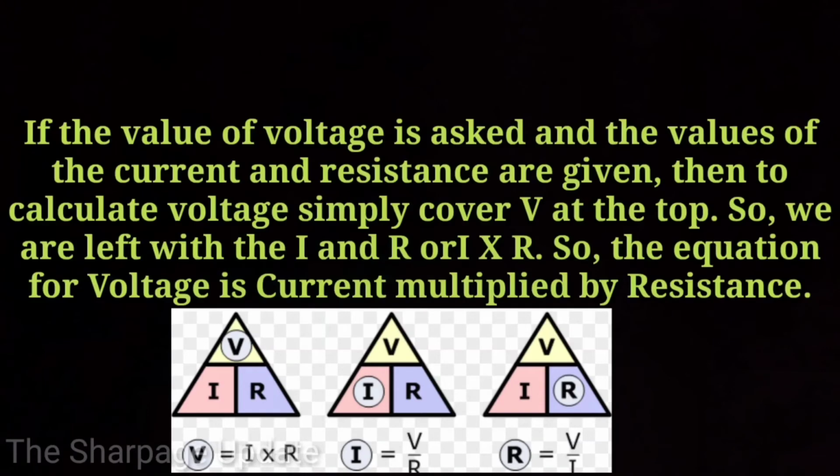If the value of voltage is asked and the values of the current and resistance are given, then to calculate voltage, simply cover V at the top. So we are left with I and R, or we can say I cross R. So the equation for voltage is current multiplied by resistance. Dear students, I hope you understand the Ohm's law triangle.